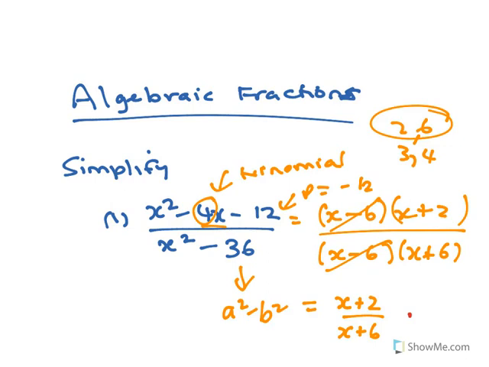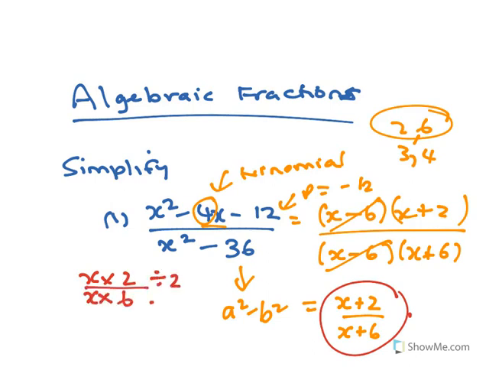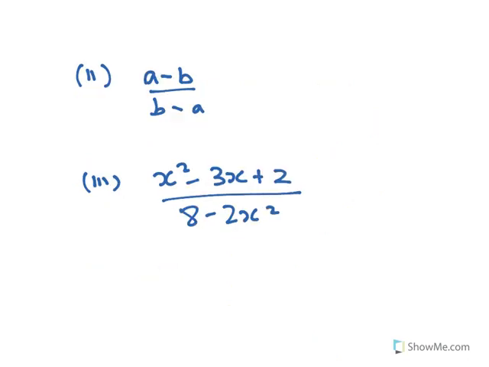Now you cannot cancel the x's there because it's split by a plus. You can only do that if that was times. Times is the only time that you can cancel. Because if it was times, it's like simplifying a fraction. What goes into the top will go into the bottom, so you can divide it out. But this one's a plus, so you need to leave it.